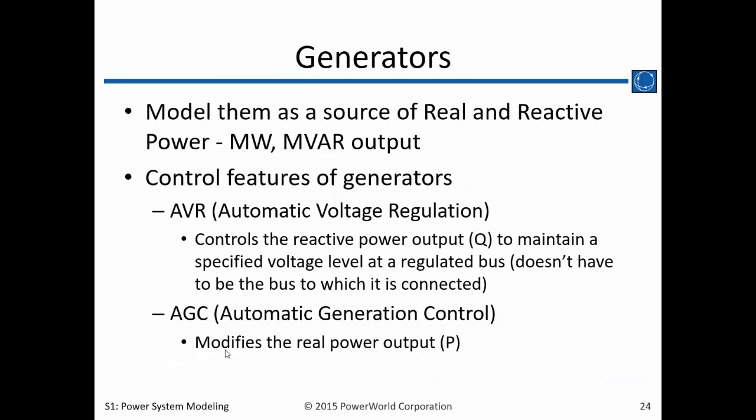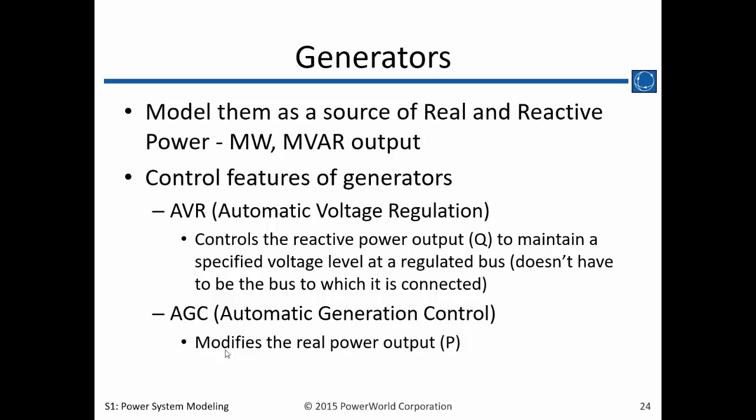Okay, so generators. We model them as a source of real and reactive power. So we are usually supplying the megawatt and megavar output of the generator as input into the load flow model. There are also control features of the generator. There's automatic voltage regulation, or what we call AVR. This controls the reactive power output to maintain a specified voltage level at a regulated bus. The regulated bus is often the terminal bus of the generator, but it doesn't have to be. It can be a bus that's located somewhere nearby.